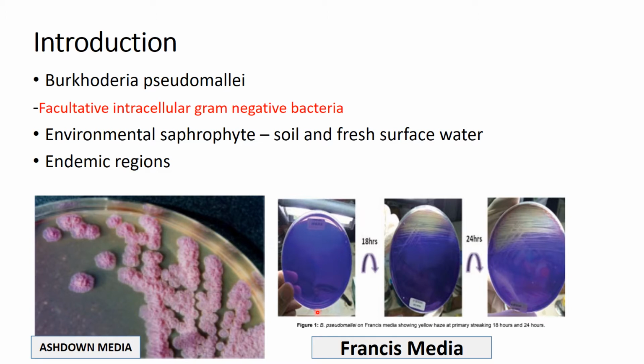So in Malaysia, locally, a lab technician or MLT who is now retired, Alex Francis, came up with this Francis media, where he is able to differentiate Burkholderia pseudomallei from Burkholderia cepacia, and within 18 to 24 hours you can start seeing a growth of pseudomallei. In Francis media, you get yellow haze-like colonies appearing on the first and second streak, and usually this indicates that it is pseudomallei growing.